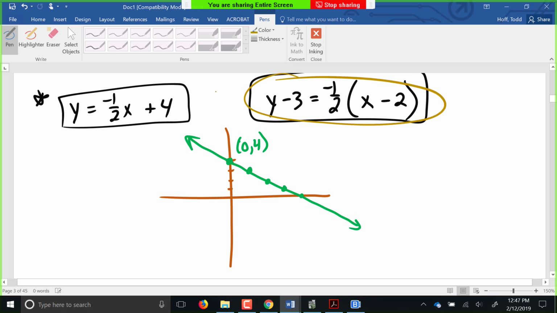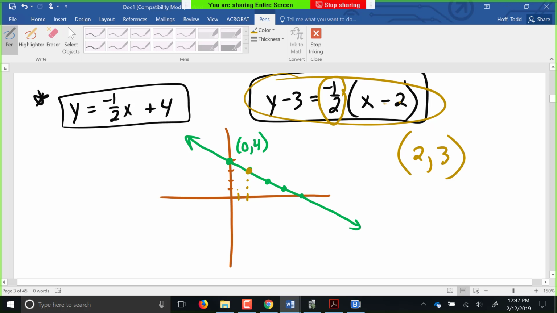This equation here is saying the same thing. I have the slope, and I have the point. Minus x1, so it's positive 2, since it's minus 2. Minus 3 means y is a positive 3. So I start out at the point (2, 3), which is right there. And from there, my slope of negative 1 half, I go down 1 over 2. You can see I get the exact same line. It's just a different starting point.